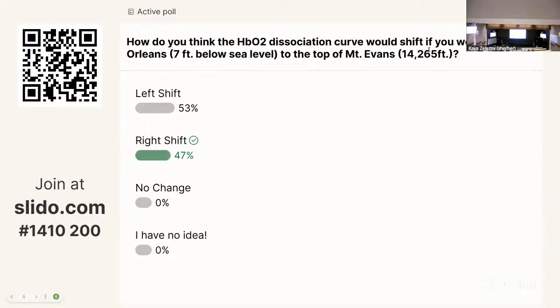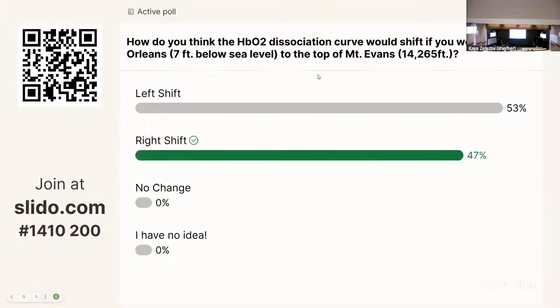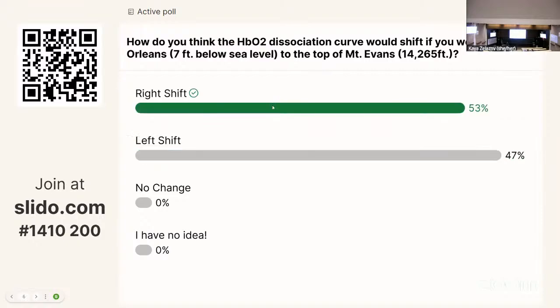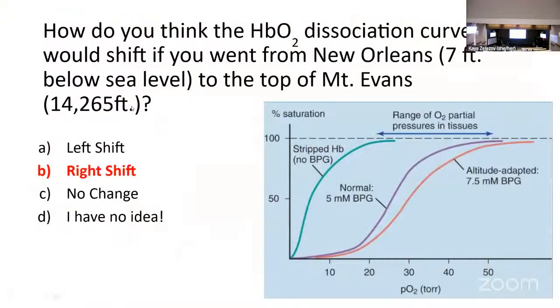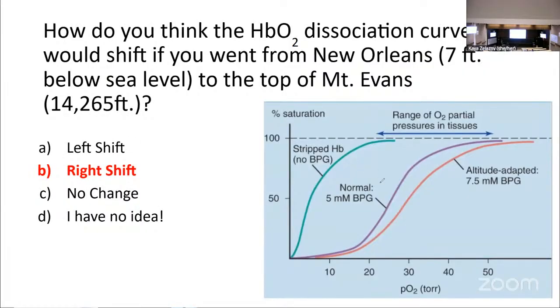Okay, let's take a look. Okay, so let's talk this through. So this is partially an excuse to show you a real graph with real data, but we're making sure that we understand this right shift versus left shift. So this is about that 2,3-BPG, or DPG.